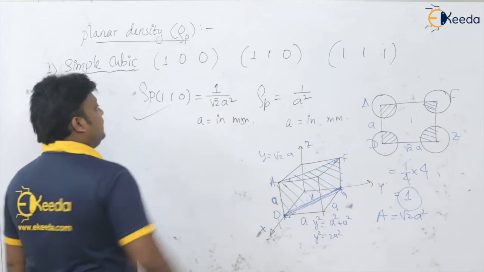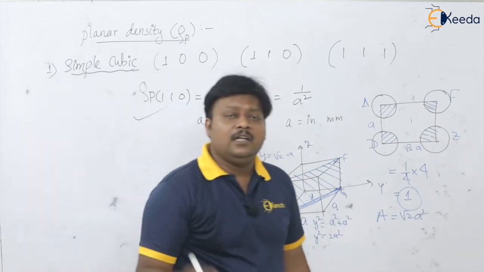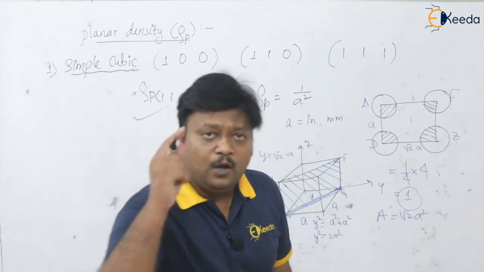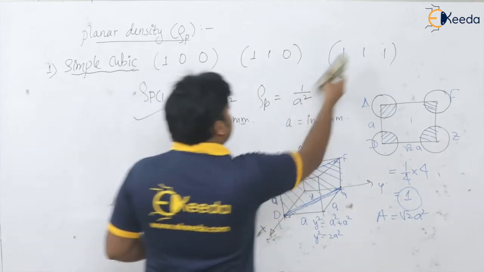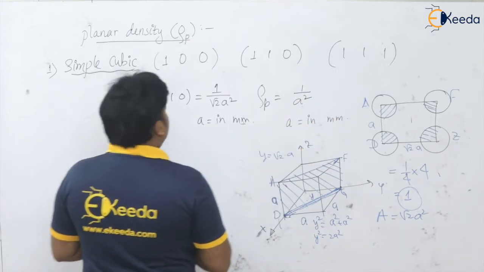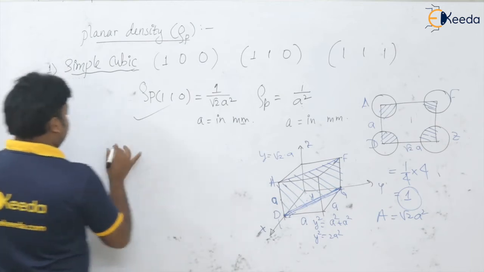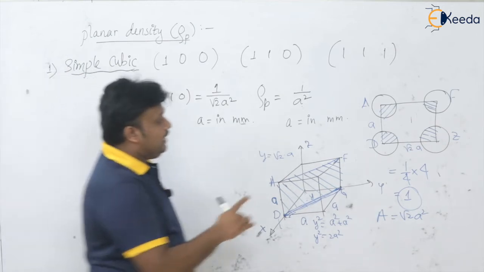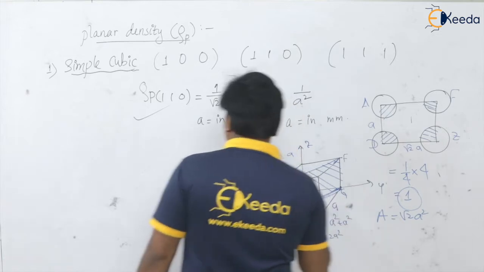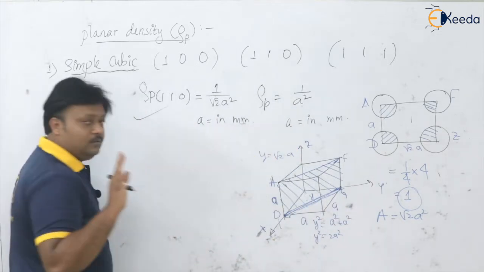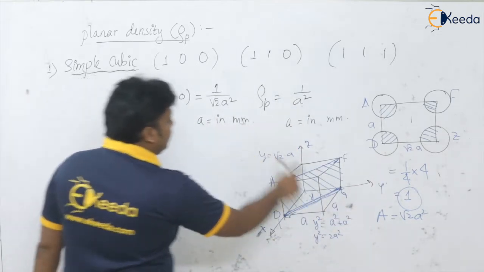So this is the planar density for simple cubic. Which plane was it? 110. Now let us take plane 111. So here once again see, because for the area calculation I am showing you for the first time, hence further I am not going to tell how to get this area.